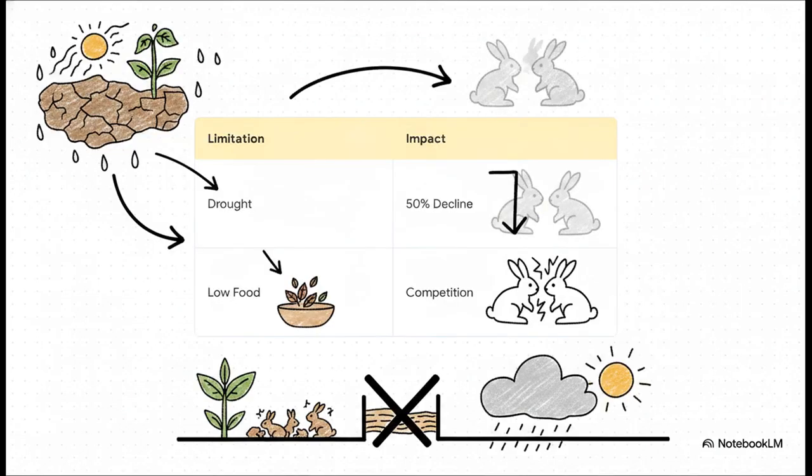Now, what's really interesting about this slide is how direct and severe that cause and effect relationship really is. When we introduce the severe drought, which is an extreme scarcity of an abiotic factor like water, the impact is a drastic 50% population decline for our rabbits. Plus, a lack of food leads directly to increased competition among the animals that actually survive. This proves a super vital principle. The growth of organisms is strictly limited by access to resources. An abiotic deficit aggressively limits biotic population growth, period.